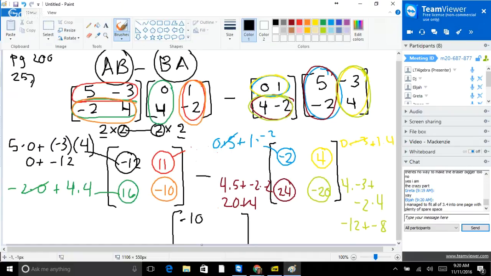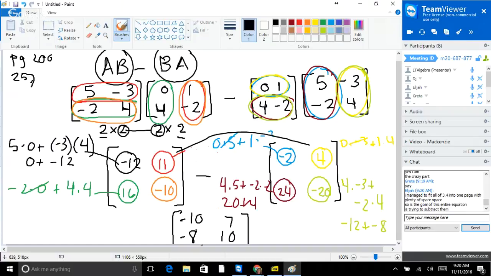Okay, then we've got 11 minus 4, and I get 7. We've got 16 minus 24, so that's going to give me negative 8. And then we've got 10 minus a negative 20. So that's like adding 20, so I get positive 10.